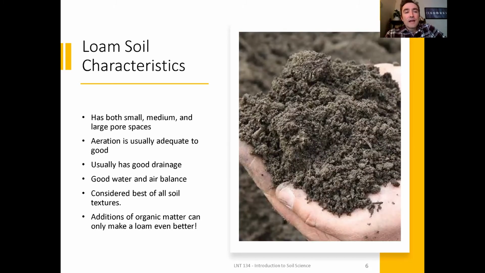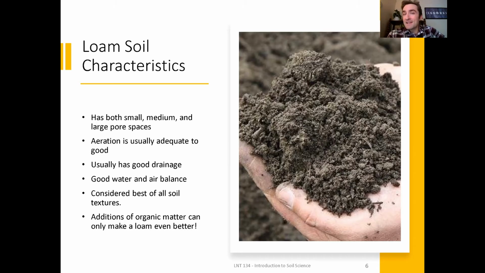So when we have a blend of small, medium, and large particles, we call that loam. And so this is kind of like the Goldilocks. It's just right. It's not too large, not too small, not too wet, not too dry. It's kind of right in the middle. So that's considered to be the best kind of soil, a loam.